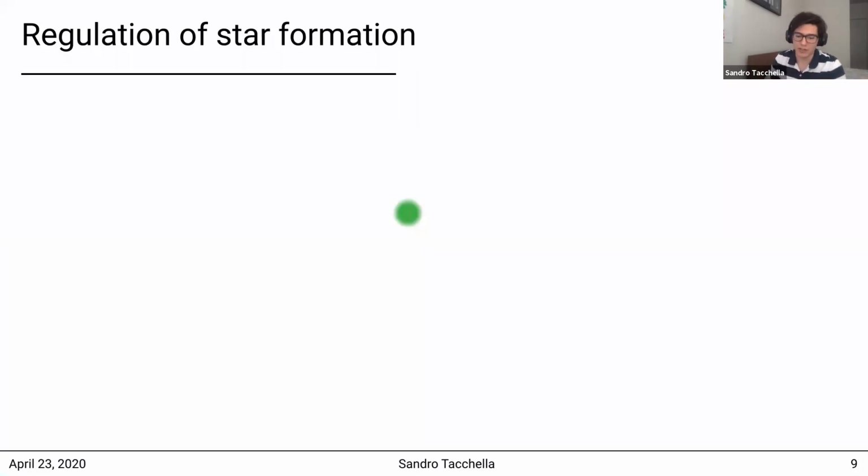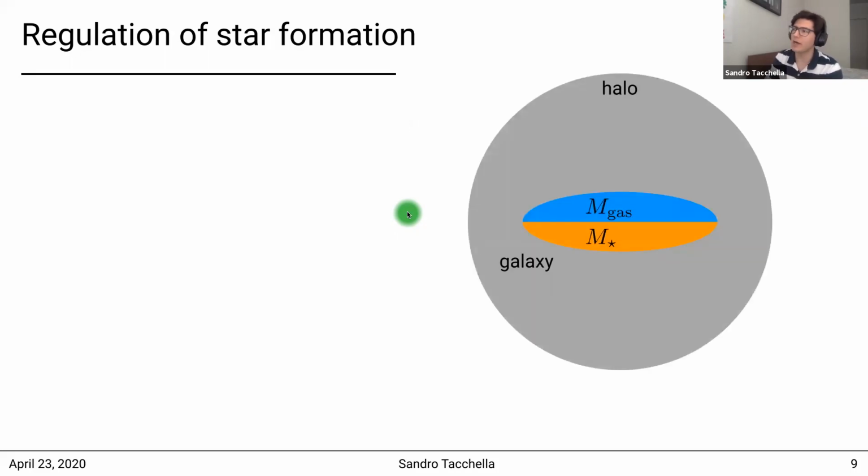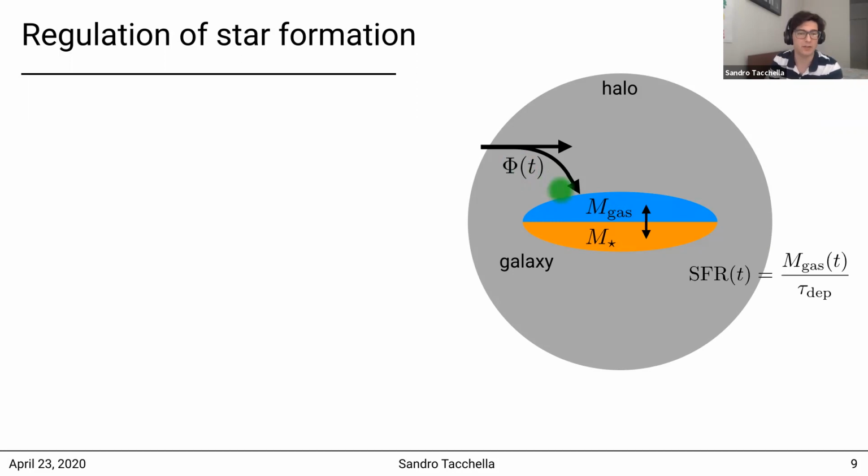So, regulation of star formation. I will start out now with some simple considerations and build on top of that through the later slides in my talk. If you think of a galaxy living in a dark matter halo, it has some gas, it has some stellar mass. We can write some very simple equations. We can say, for example, that the gas reservoir in a galaxy is fed by some inflow rate. Then some of this gas mass gets turned into stars. So we can write the star formation rate to be proportional to the gas mass divided by the depletion time. This is motivated by a Kennicutt-Schmidt-like relation.